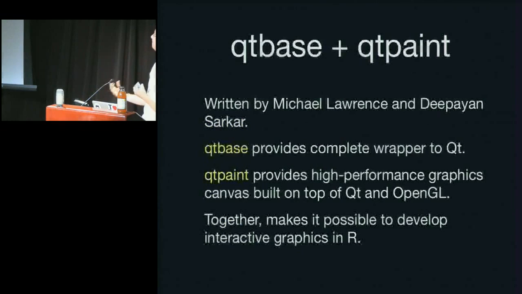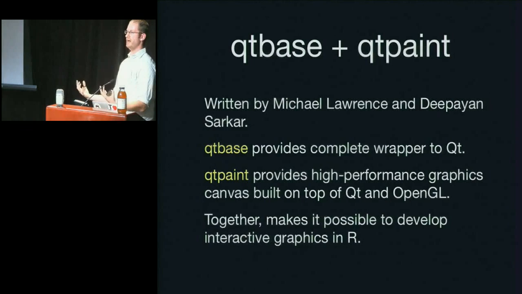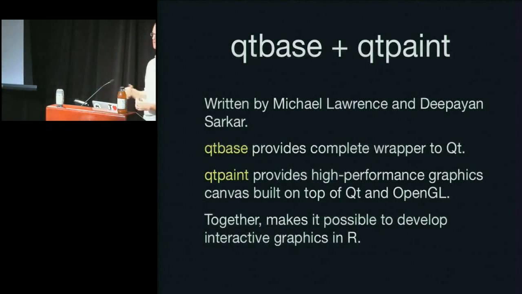Okay, so the QTPaint package is written by Michael Lawrence and Deepayan Sarkar, the lattice guy. There are two components to this. So qtbase basically provides a complete wrapper to Qt. Qt is yet another set of libraries for writing GUIs. We've chosen to go with Qt because it makes a nice wrapper around OpenGL, a nice way to access the really high-performance stuff that your graphics card can do without having to worry too much about the fact that there are like 200 different graphics cards and they each do things slightly differently.